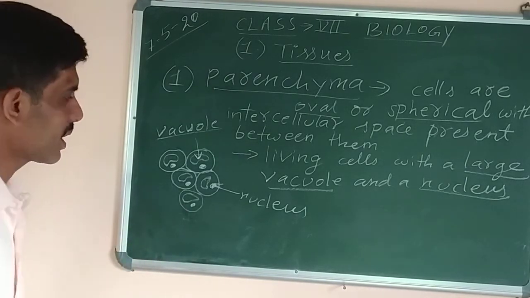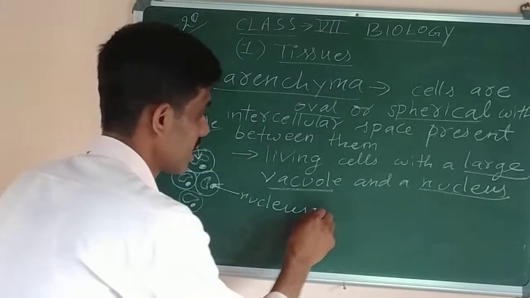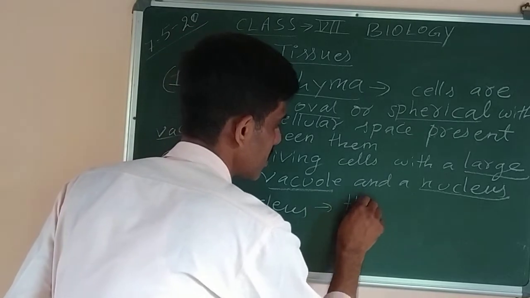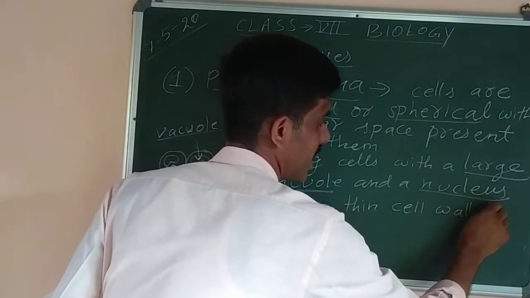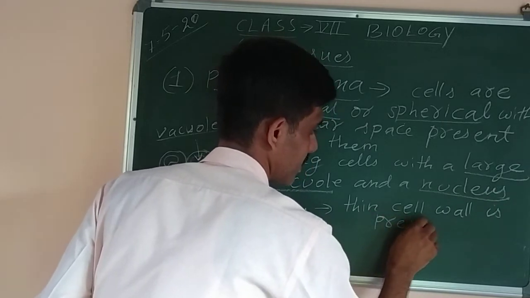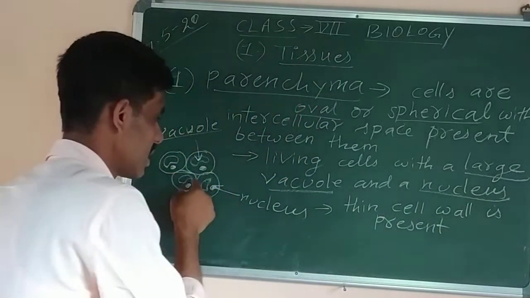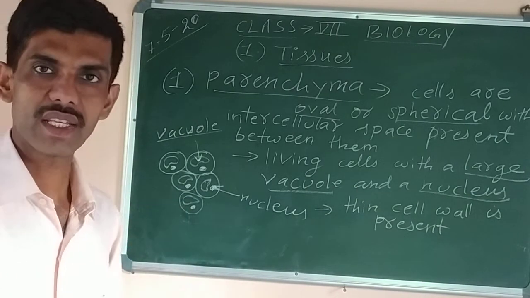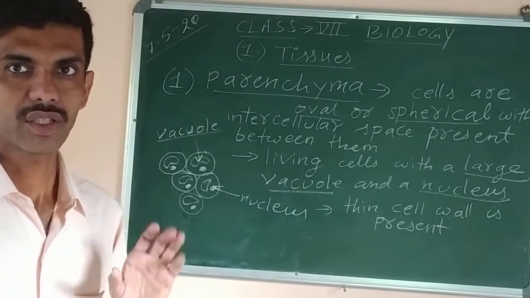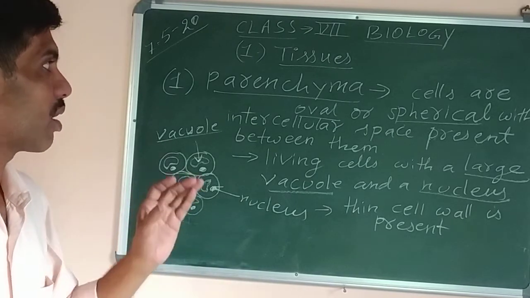What type of cell wall does it have? Since it is a plant cell, the cell wall is thin. So thin cell wall is present. It means the cell wall which is present in the parenchyma cells is thin. It's not thick like the other ground tissues.